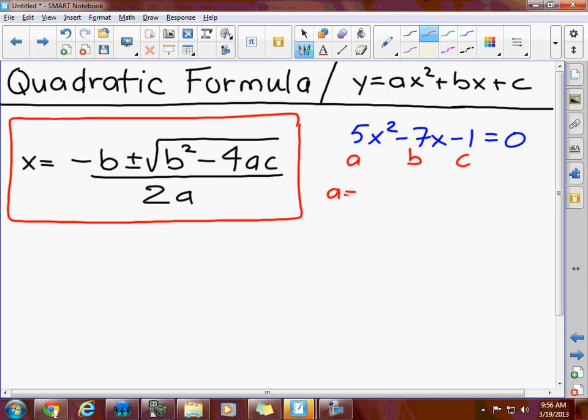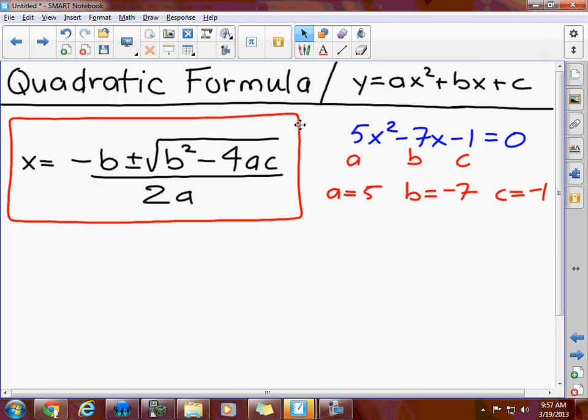So a is a positive 5, b is a negative 7, c is a negative 1. It's important that you realize the signs do go with it. Now we're going to use this equation to actually work through this problem. So this means x equals, if I look, I'm supposed to put in negative b. Well, that means it's negative 7, because b was negative 7.